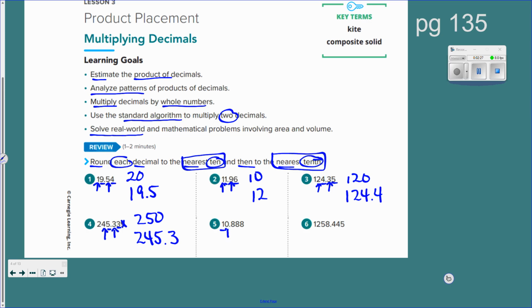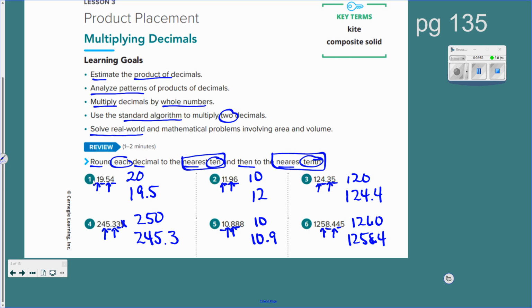10 means I look at that 0, doesn't do anything, that's going to be 10. 10, I look at the 8, it goes up 1. 10 and 9/10. 10, looking at the 10th place, that 8 means it goes up 1. 1,260. 10, means I look at that 4, it stays the same.